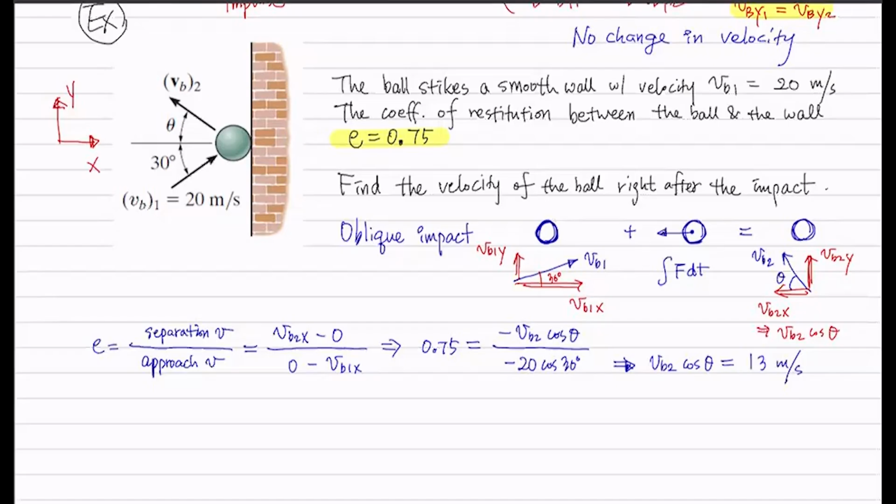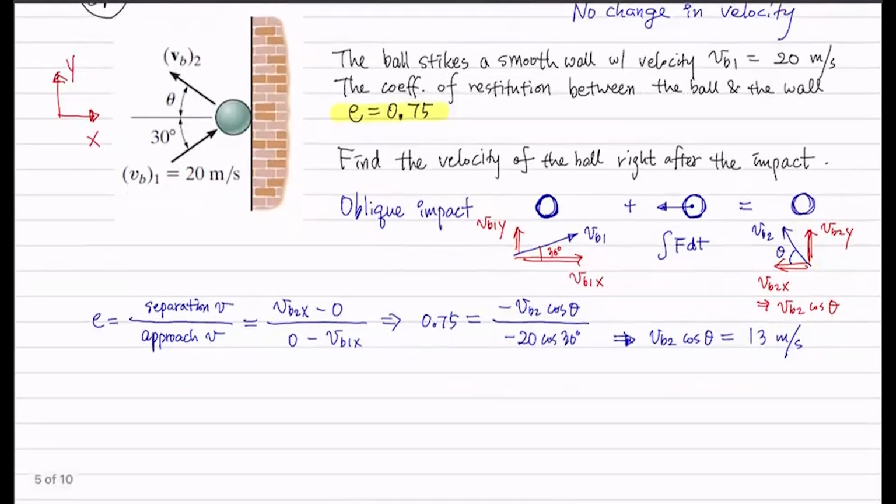It's just moving this guy towards the right. Minus minus goes to plus. So we got this value is 13. So we want to know VB2 and we want to know theta. Those are the things that we don't know, right? And what about in the y direction? So this was our x direction. And in our y direction, the velocity is going to be conserved, like I told you, right? So that guy is going to be same as this one.